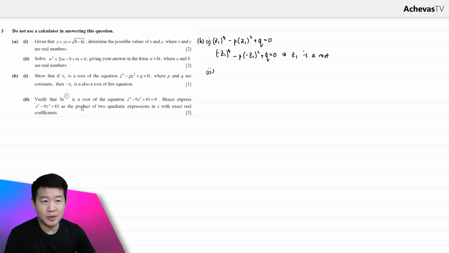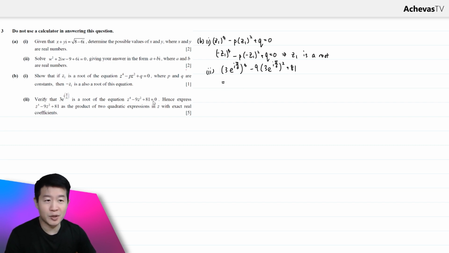Part 2 is going to be a little bit more tedious. First we want to verify that this Euler form is going to be the root of this equation. Since we want to verify that it is a root, let's substitute this into the left hand side and show that it is equal to the right hand side, which is 0. So we have 3e to the power of i pi over 6, to the power of 4, then minus 9 times 3e to the power of i pi over 6 squared, plus 81.